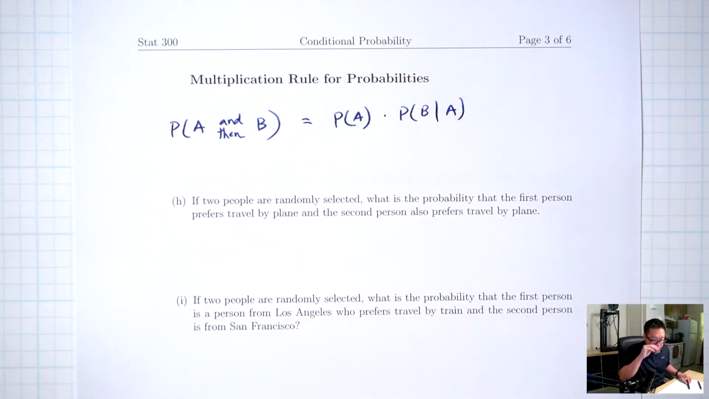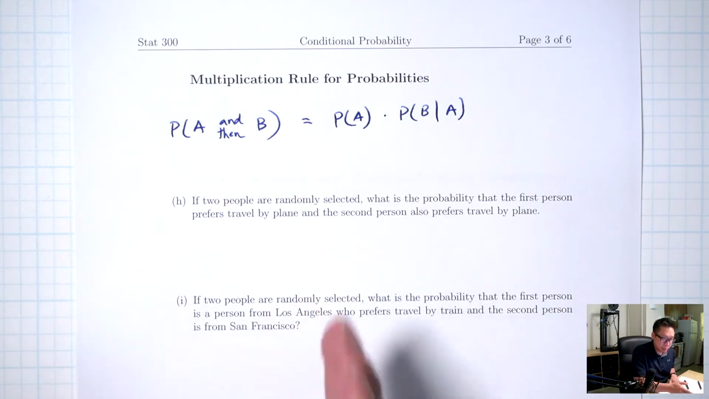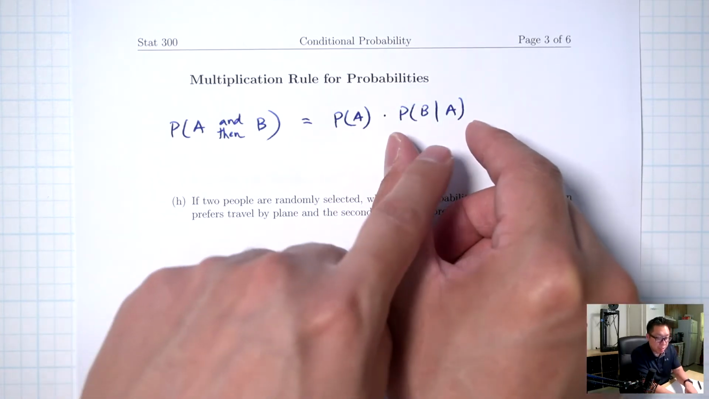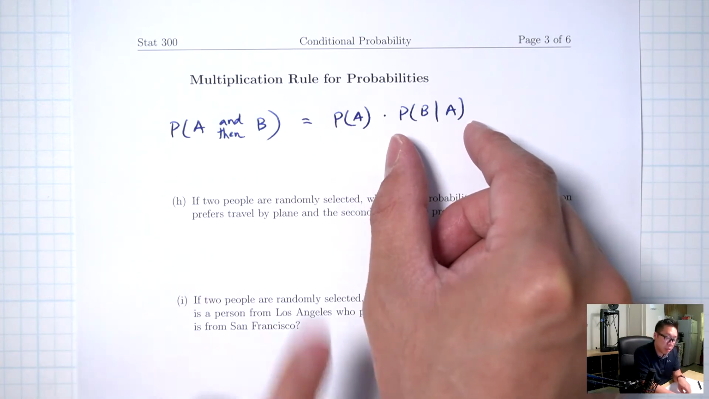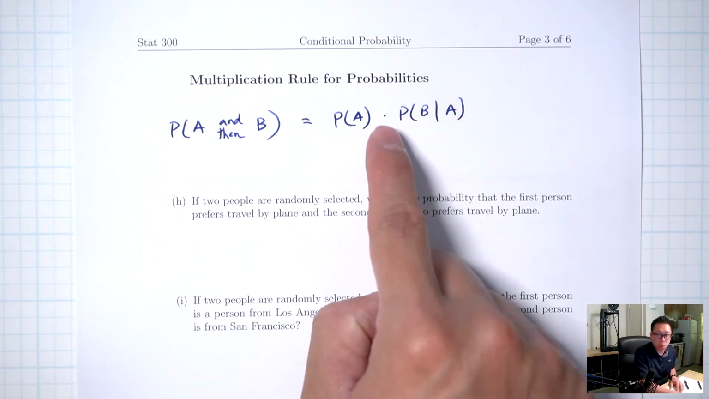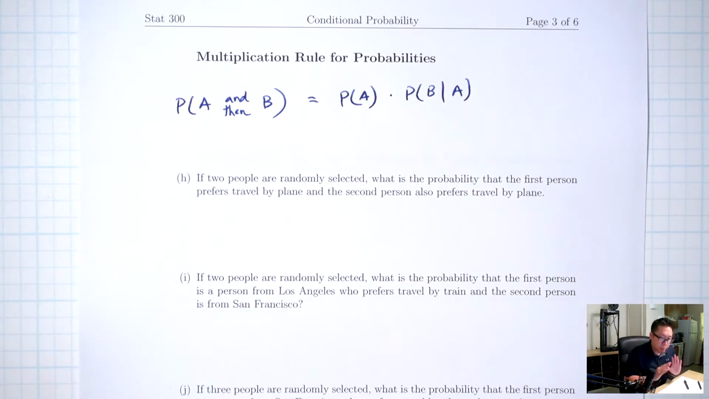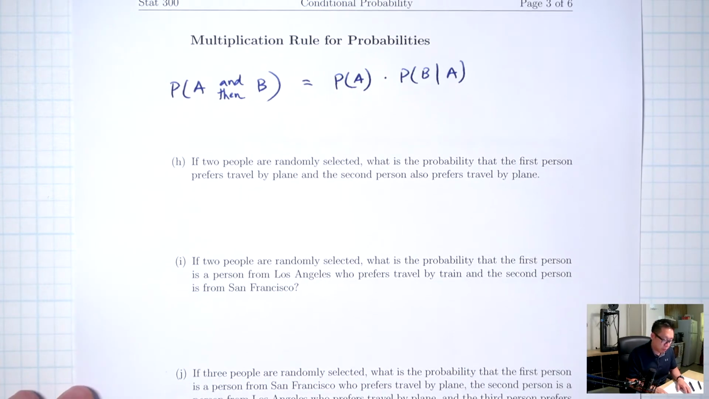So this basically says that to find the probability of A and then B, you can kind of do it separately. You do A, and then you do B, given additional information that A already occurred, and then the key point here is that you multiply. So don't worry about the formula too much. I'm going to show you how to use this formula in an example. So part H. If two people are randomly selected, what is the probability that the first person prefers travel by plane and the second person also prefers travel by plane?